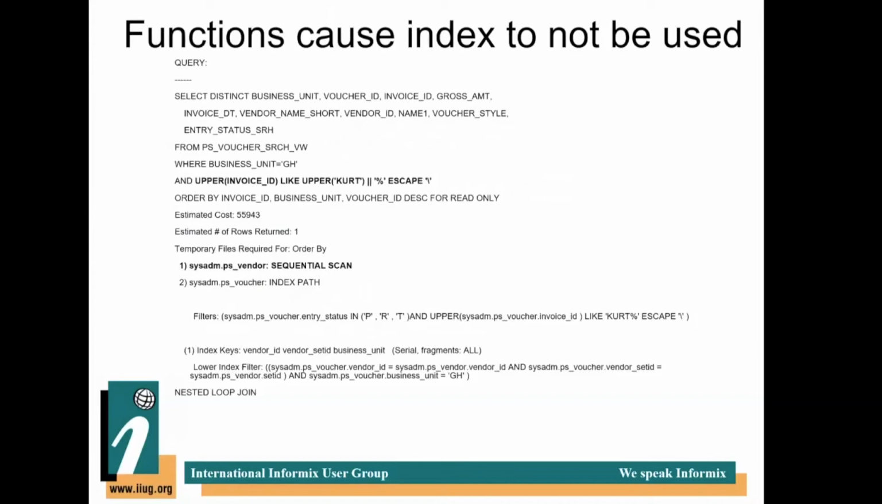So here's a SQL where a function caused an index not to be used. In this SQL, we're selecting from a view, and in that we're using an UPPER on the invoice ID to see if it's LIKE an upper of a value. And here, it's just performing a sequential scan on the table, even though there's an index on the invoice ID.